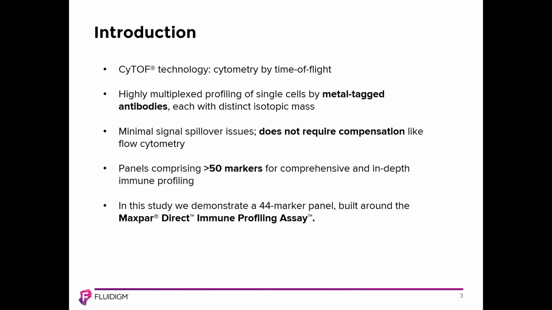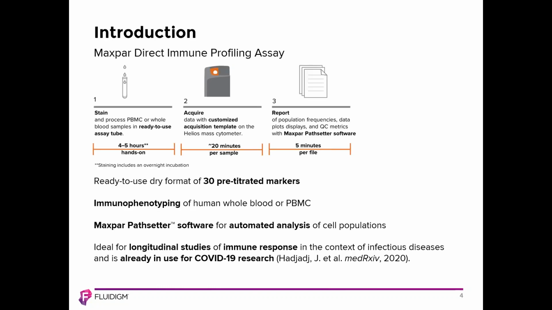In this particular poster, I'll be taking you through a 44 marker panel that we built around the Maxpar Direct Immune Profiling Assay. What is the Maxpar Direct Immune Profiling Assay? It is a ready-to-use dry format of 30 pre-titrated markers that are provided in a single tube for immunophenotyping of human whole blood or PBMCs.